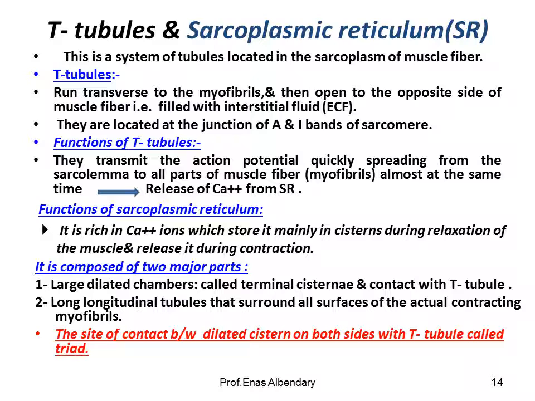نشوف الساركوبلازميك ريتيكولم بيتكون من ايه؟ It is composed of two major parts. Large dilated chambers called terminal cisternae, in contact with the T-tubule. شوفها حالا في السلايد اللي جاي. And the longitudinal tubule that surrounds all surfaces of the actual contracting myofibrils, as we explained before. The site of contact between the dilated cisterns on both sides with the T-tubule is called triad.